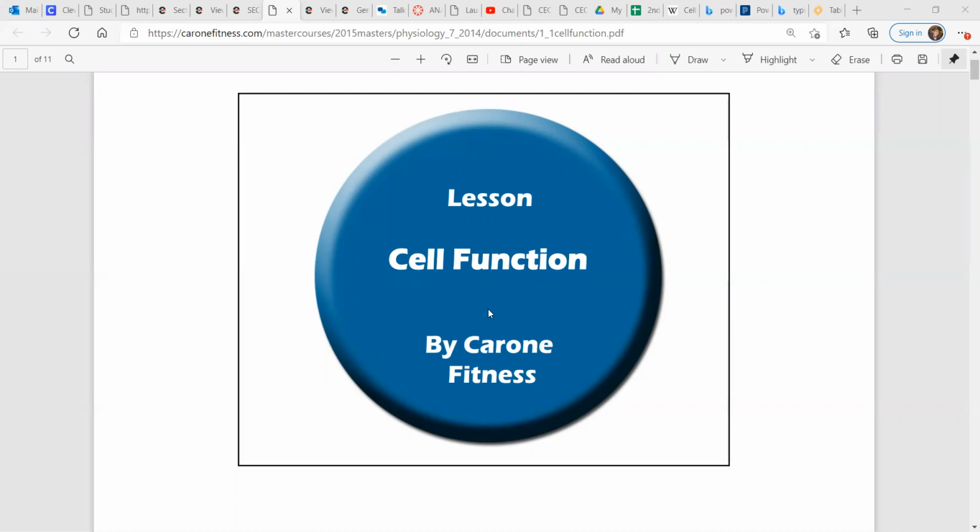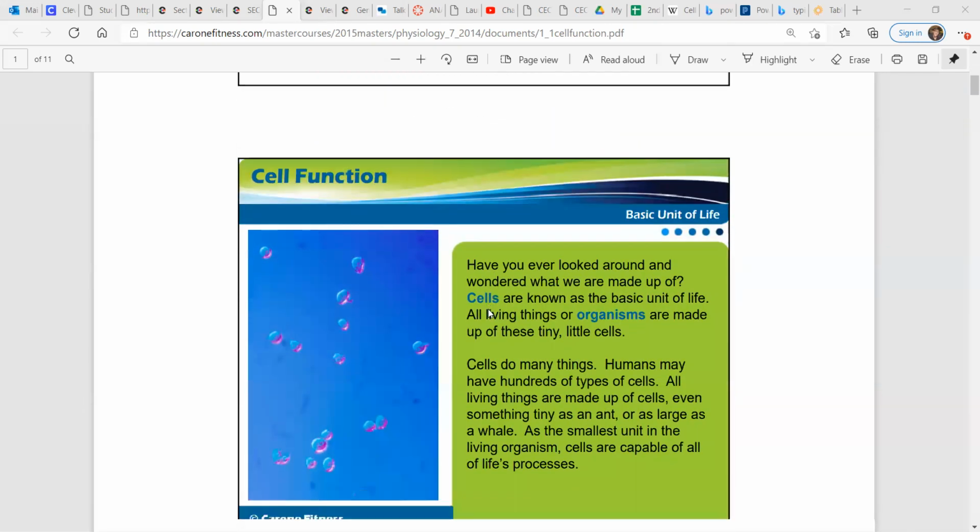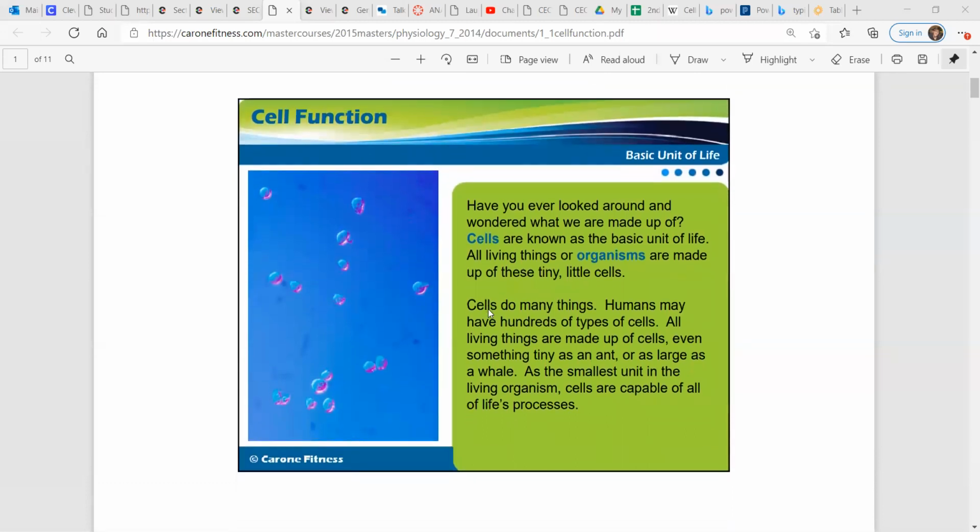Now we're going to start with physiology, and it's all really interconnected. You'll soon find out that we're going to be talking about similar things, just in different ways. This first unit lesson is about cell function. So let's get into what a cell does.